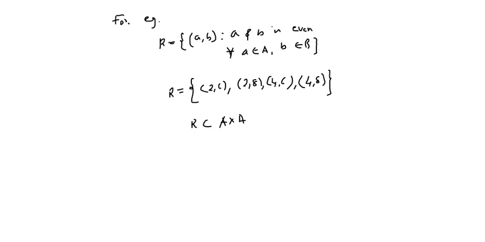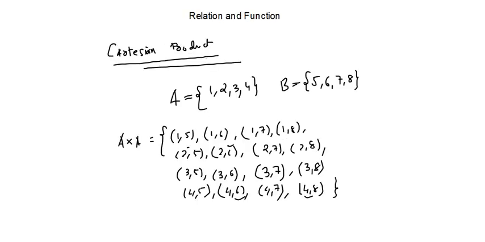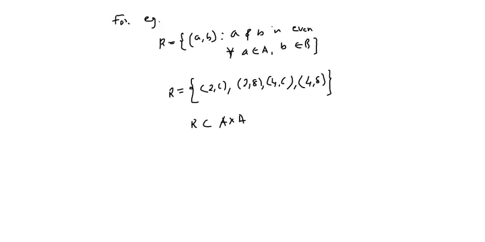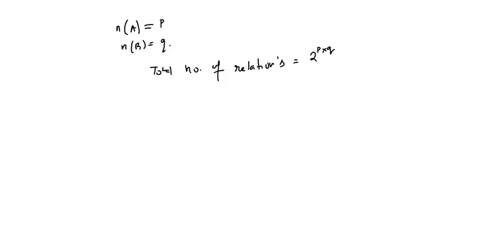So let's look back to this. How many elements are there? 1, 2, 3, 4. In A there are 4 elements, and in B there are also 4 elements. So how many such relations are possible? The number of relations possible will be 2 to the power 4 into 4, that gives me 2 to the power 16. So there are a total of 2 to the power 16 relations possible from that A cross B set.